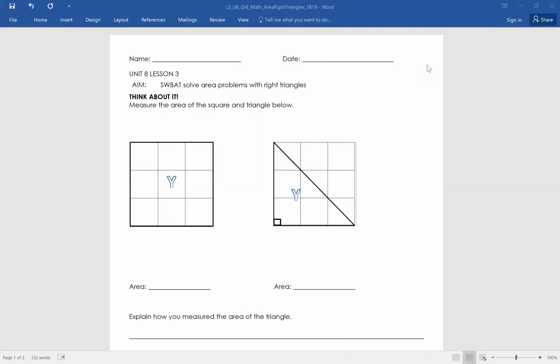All right, guys, Unit 8, Lesson 3. Students will be able to solve area problems with right triangles. Day before yesterday, we did rectangles. Yesterday, we did parallelograms. And today, we'll be doing triangles.